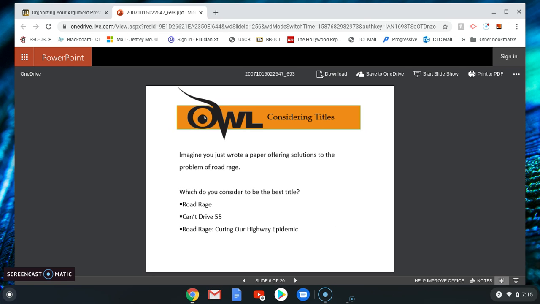So it's better than the first option. It's a nice sounding title. It references an old Sammy Hagar song. It might be 65 though. The title of that song, I Can't Drive 65. Maybe it's 55. Anyway, so it's better, but it's not good enough. So the last one is the best one. Road Rage: Curing Our Highway Epidemic. It's interesting. It gives us a clearer indication of what the essay is going to be about. It might not be as catchy as the second one, I grant you, but it's the best option out of these three.